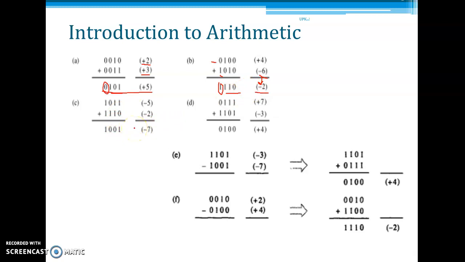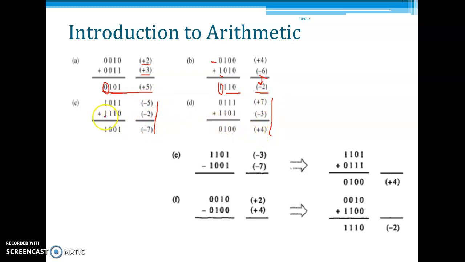But here we have a problem. The problem is when we have common signs with two maximum values. If you observe this C and D, we don't have much of a difference there. If you observe minus 2 and minus 5, the answer is minus 7, it's perfect. Plus 7 and minus 3, the answer is plus 4, is also perfect, right?